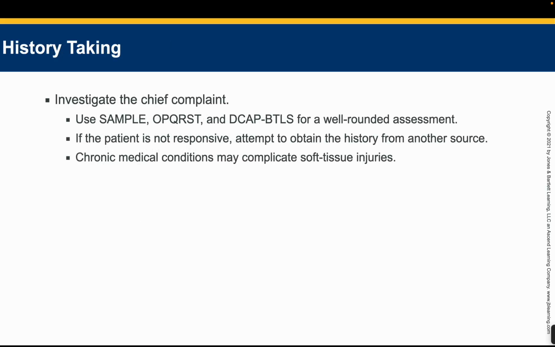Once you've completed your primary assessment, you move into history taking. This is where you start digging into that chief complaint and gathering more information to guide your care. You'll use tools that you're already familiar with, SAMPLE, OPQRST, DCAP-BTLS, to build a well-rounded picture of what's going on. If your patient isn't responsive, you need to get that information from bystanders, family members, or other responders.